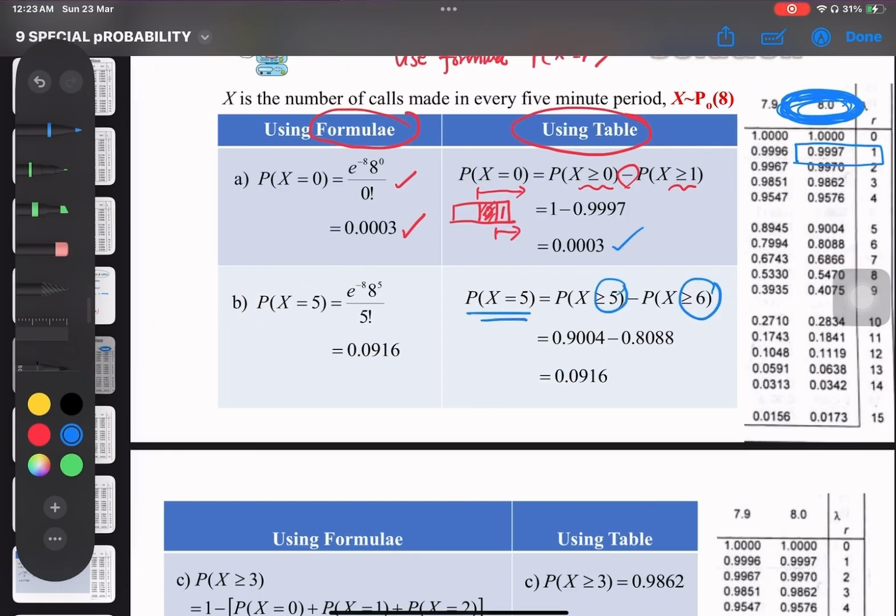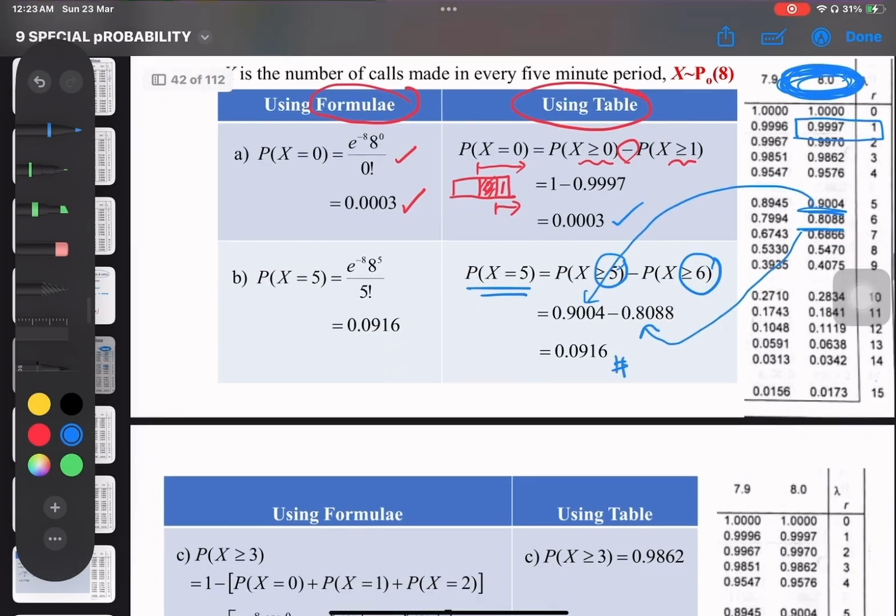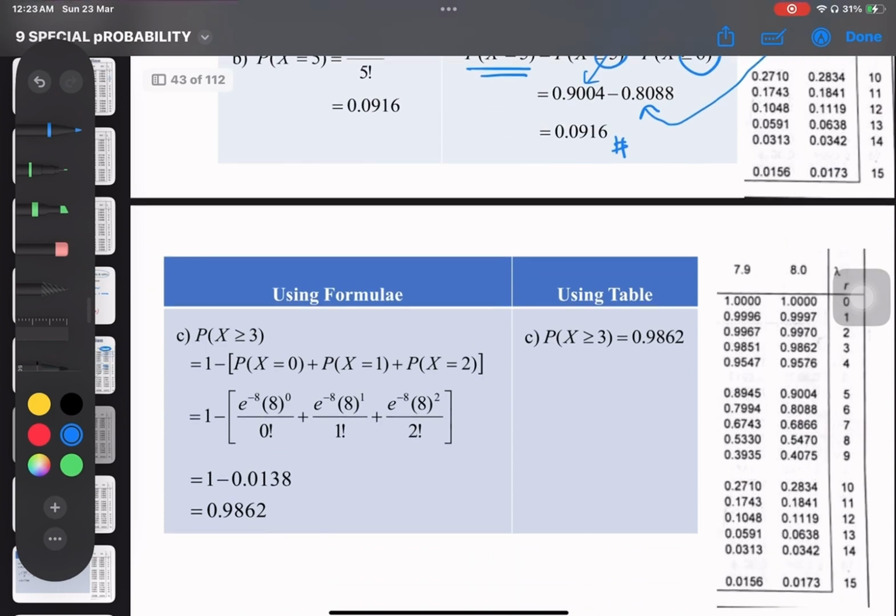Okay, as for question B, we use the same tactics as we used for question A. More than or equal to 5, subtract with more than or equal to 6, so you get only X equals to 5, and you read from the table. So for questions A and B, the probability was X equals to 0 and X equals to 5, so we can apply the formula directly. But for C, it's using the inequalities, the more than sign.